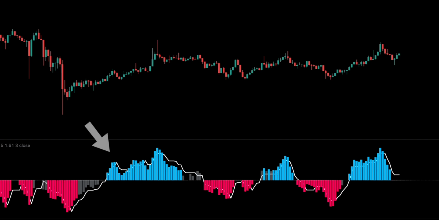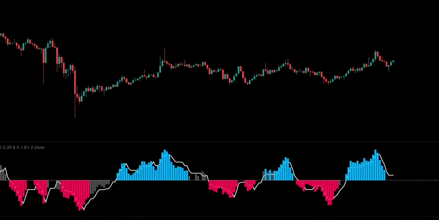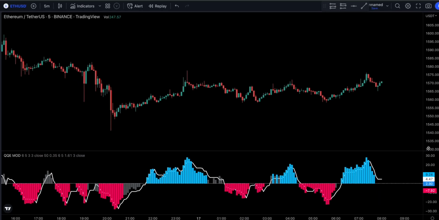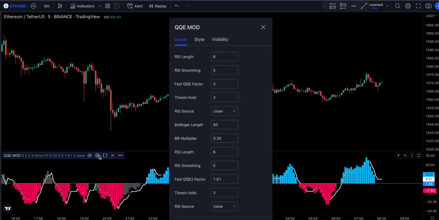For example, if the white line is above the 50 level, the trend is ascending; if below, descending. Second, to find buy and sell entries based on the colored histogram. When there is a new blue bar formed, this is a signal to buy. When a red bar appears on the indicator, this is a sell signal. We will be using this tool as secondary confirmation. This means that the signals given by the first confirmation indicator in our strategy will be confirmed by QQE MOD. The settings of this indicator will remain on default.